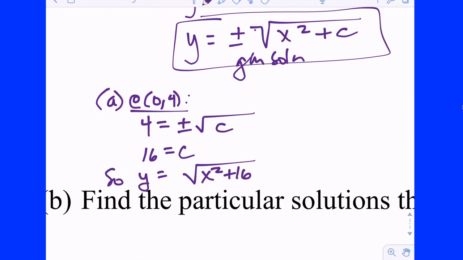How do you know if it's plus or minus? Well, just try out your initial condition. When you plug in a 0, you need to get out what type of 4? A positive 4. So the only way to do that is if there's a positive sign in front. So that right there would be the solution.